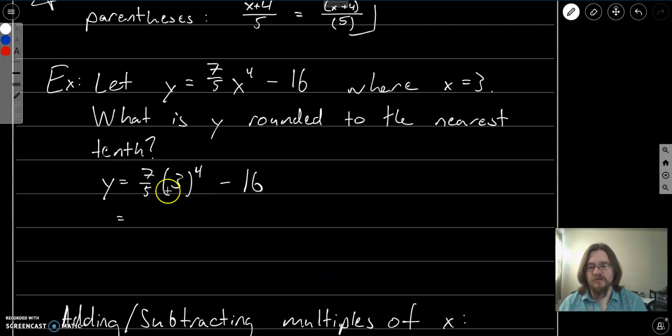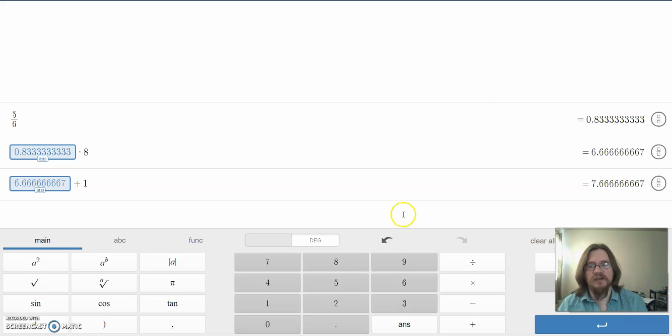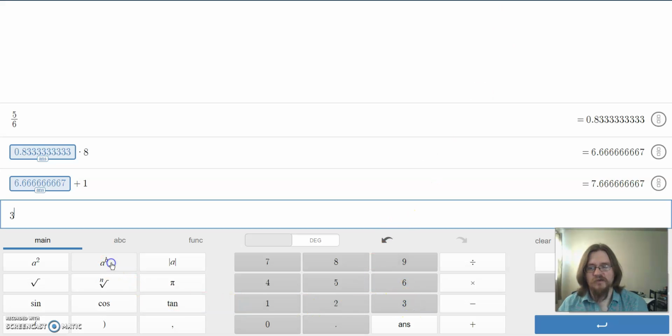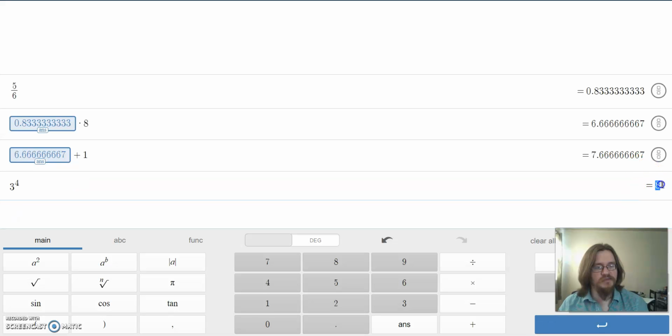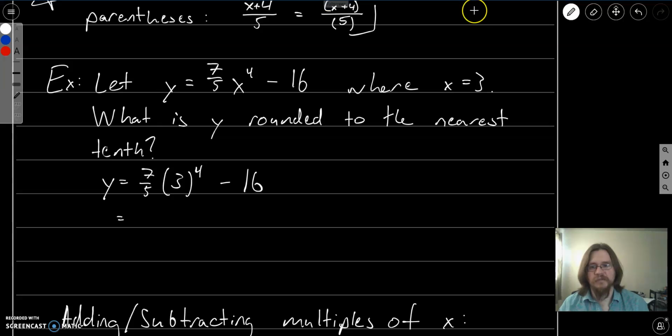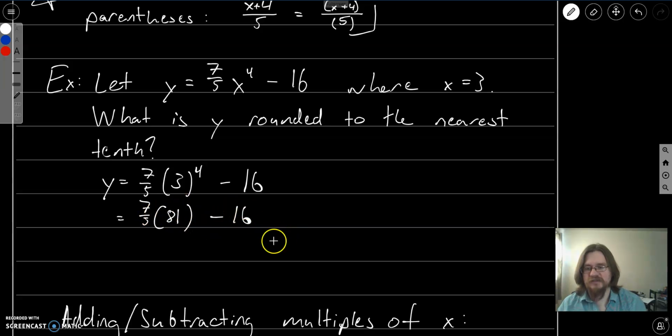Okay, so 3 to the 4th power, 3 times 3 times 3 times 3. Maybe I don't know what that is off the top of my head, so I can come back to the calculator and I can type in 3 raised to the 4th power. So you can see I have 3 raised to the 4th power. And if I hit enter, it gives me 81. Perfect. So I can come back and I can take 7/5 of 81 and I'll subtract 16.